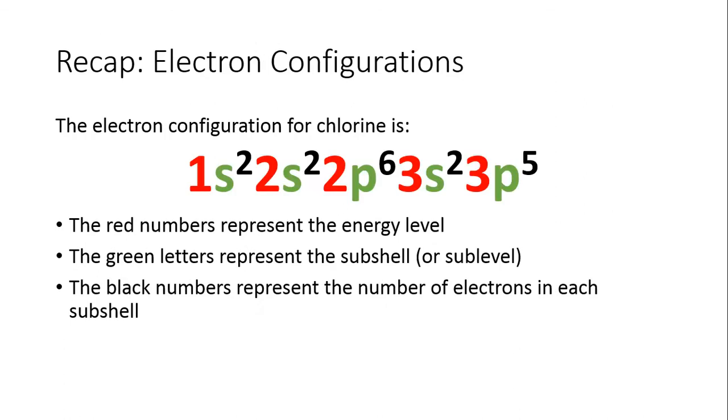Just to recap from our first video about electron configurations, the following is an electron configuration for chlorine. Remember, those red numbers represent the energy level, the green letters represent the subshell or sublevel. Those are the same thing. And the black numbers represent the number of electrons in each subshell. So in the first energy level, in the S subshell, there are 2 electrons. In the second energy level, in the S subshell, there are 2 electrons, and so on.